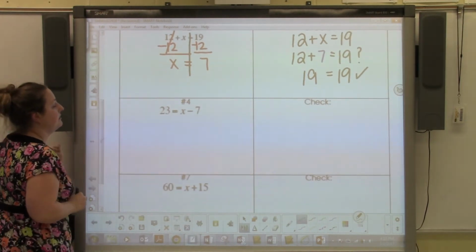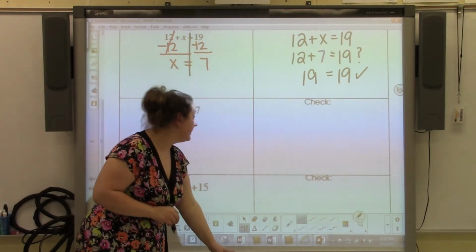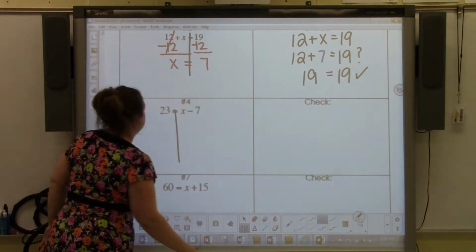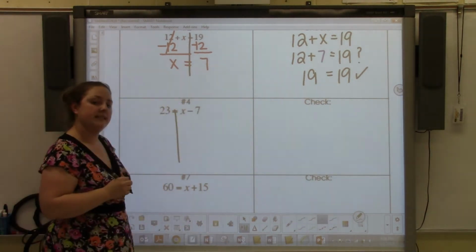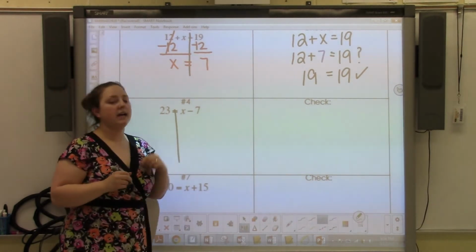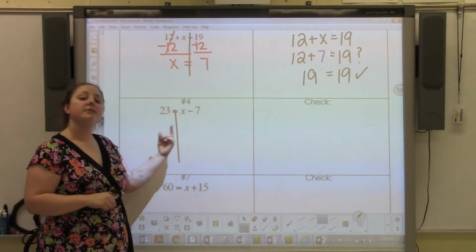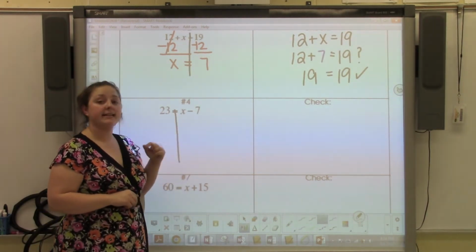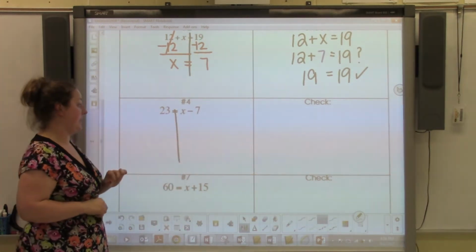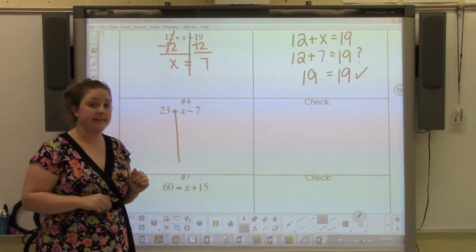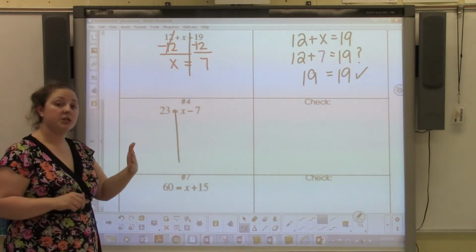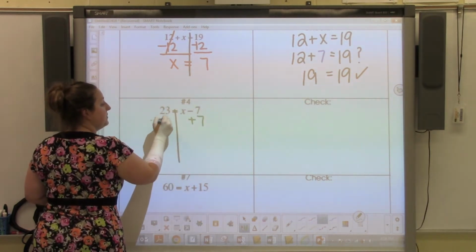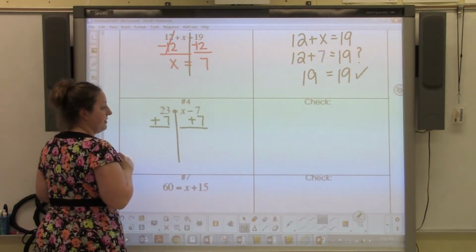All right, next one. Again, let's draw that line straight down the center. And notice the x is on the right side this time. We have 23 equals x minus 7, but it really doesn't matter. So let's find the variable, the x, and see what's going on that side. Here we have x minus 7. So to undo subtracting 7, we're going to add 7. Whatever we do to one side, we must do to the other.